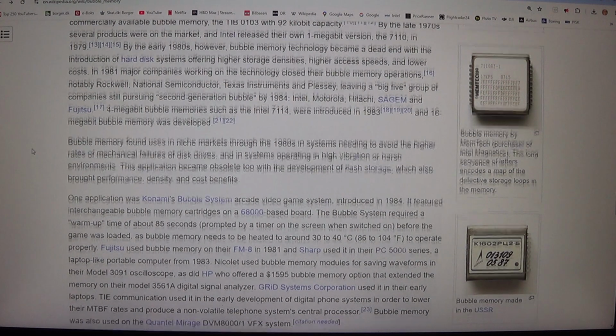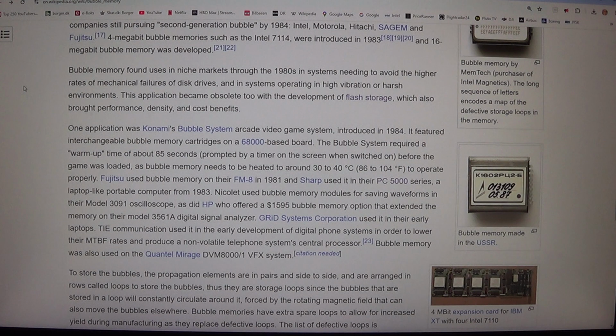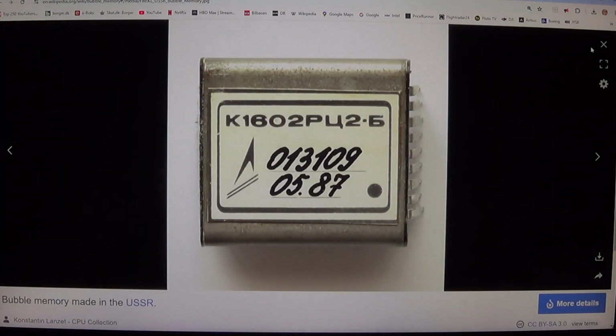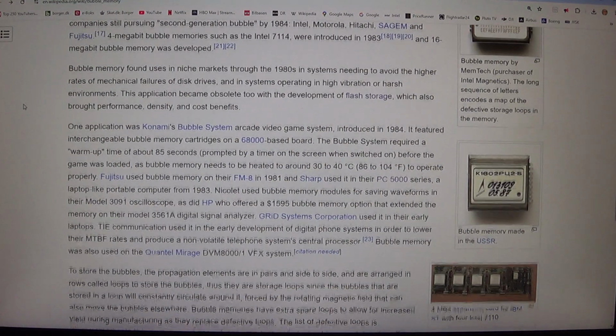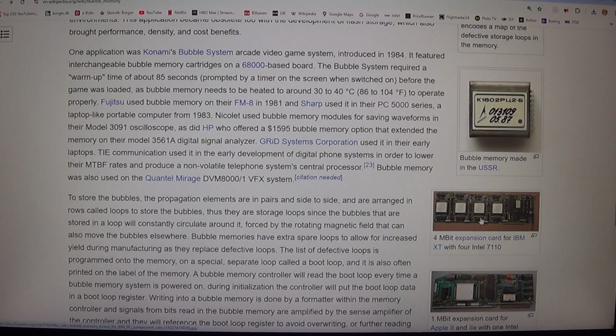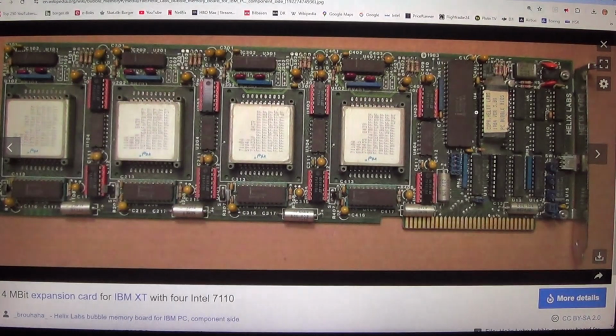Bubble memory found uses in niche markets through the 1980s in systems needing to avoid the high rates of mechanical failures of disk drives, and in systems operating in high vibration or harsh environments. This application became obsolete too with the development of flash storage, which also brought performance, density, and cost benefits. One application was Konami's Bubble System arcade video game system, introduced in 1984. It featured interchangeable bubble memory cartridges on a 68000 baseboard.